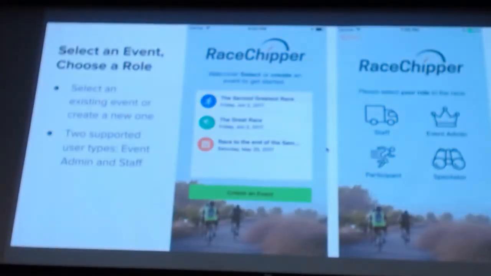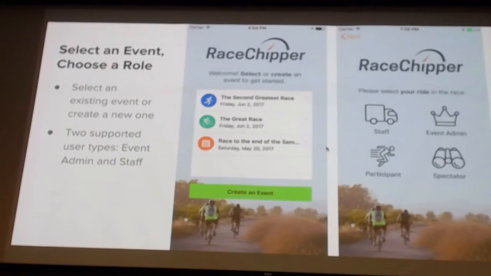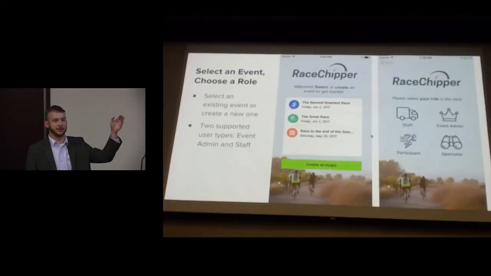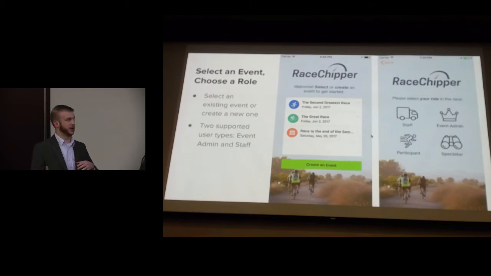Here you'll see on the left the first view that the users are presented when they open the app. There is a list of pre-configured events that we pull from AWS, which hosts our backend information. From there, if you select an event, you'll be navigated to the view on the right, which gives you a selection of different user types, which we treat differently based on whether it's staff or event organizer, participant, or spectator. If you don't choose one of the events that have been pre-configured, you can also create an event, which will set you as an event organizer from that point forward.